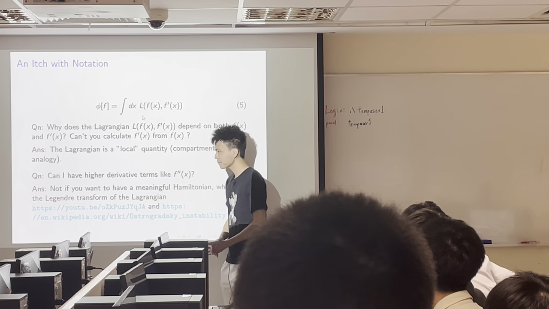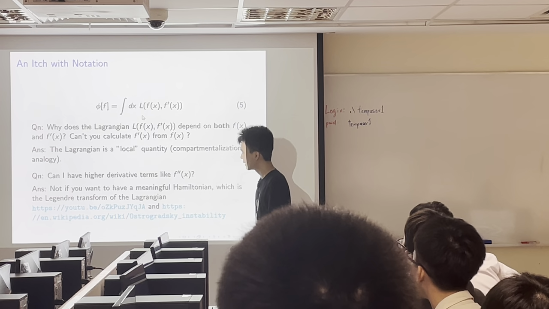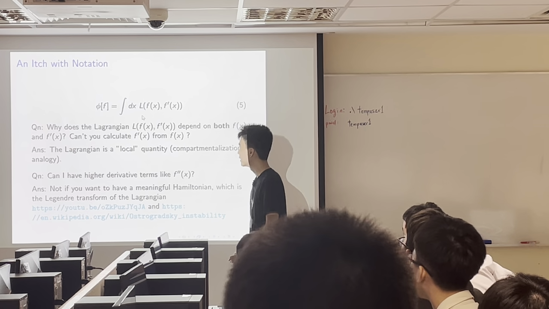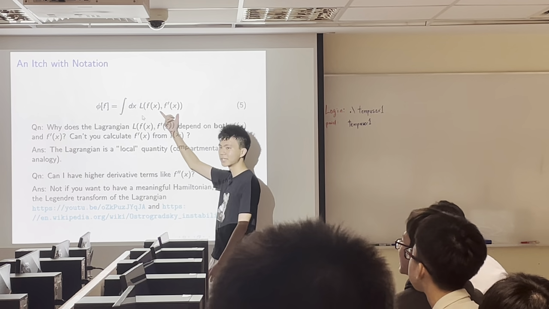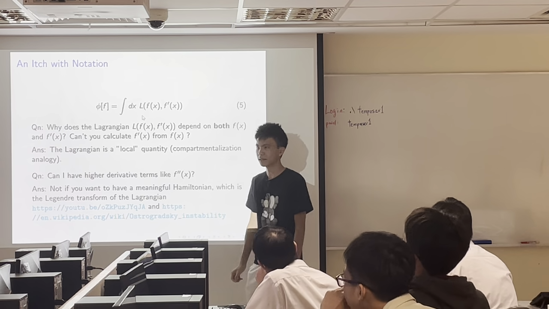And the answer that I came up with is that the Lagrangian is known as a local quantity. So I'll share with you an analogy to hopefully understand why we write this notation, and what it means for the Lagrangian to be a local quantity.